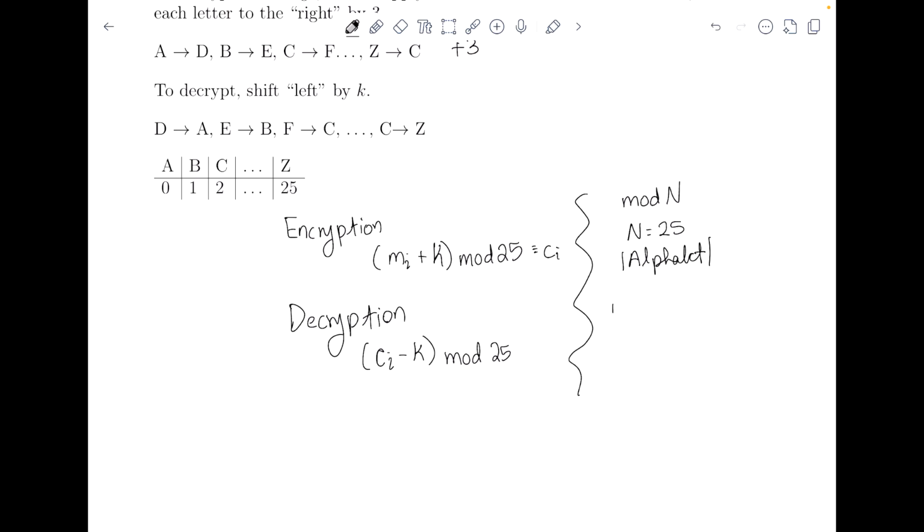These messages, I've written M_i. It's a single letter because we're going letter by letter. So thinking about a message would be M_1, M_2, all the way up to however long your message is, let's say L characters long, and we're encrypting each of these to be a ciphered version of that message.